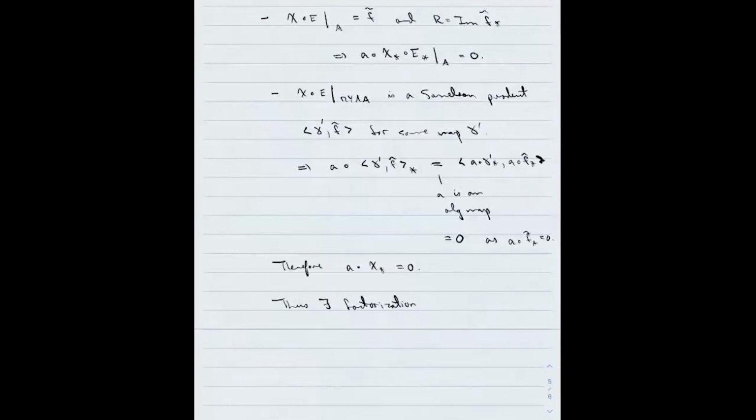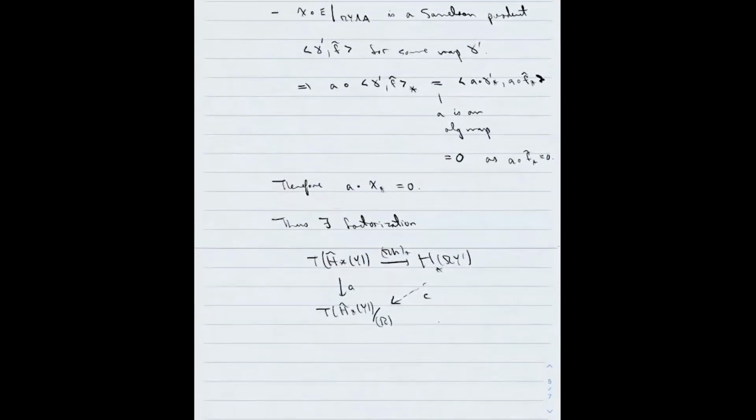So out of this, we get a factorization from the tensor algebra on the reduced homology of Y to the homology of Y prime, this quotient, get some factorization like this. And the factorization implies, because A and loop H star are both algebra maps, so is C. And because A is an epimorphism, so is C.